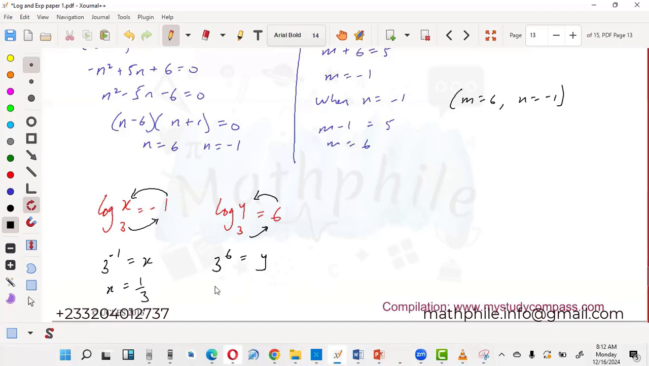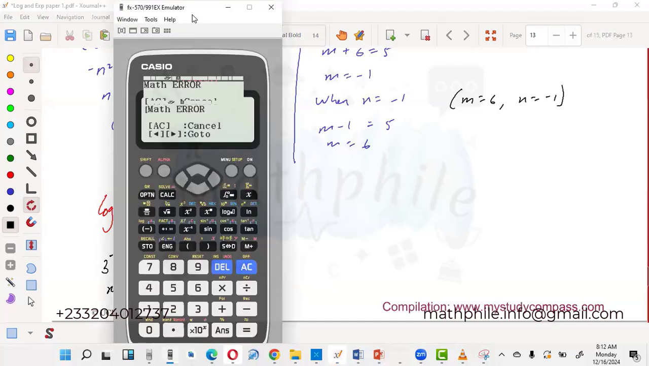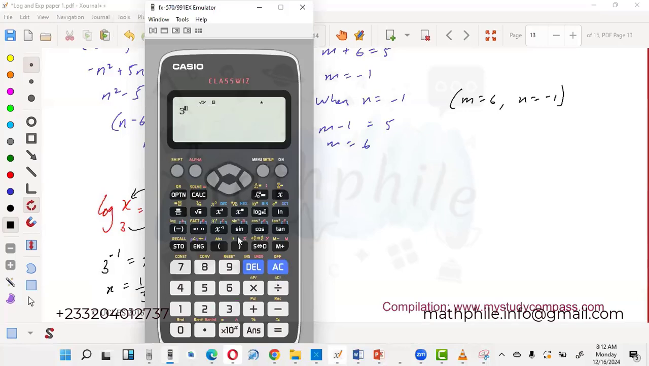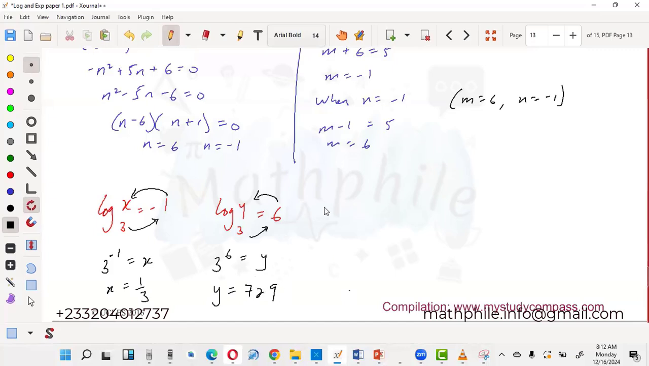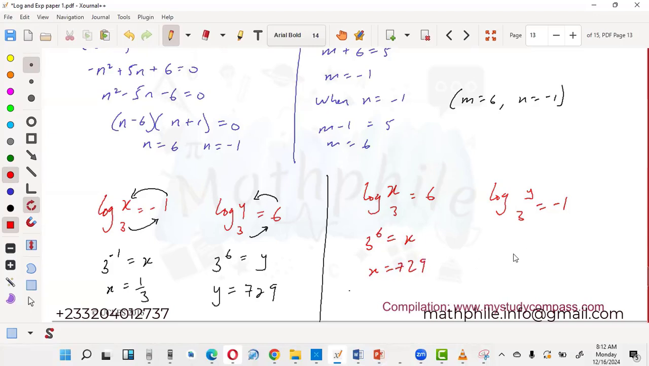And I think this is much of a big number. So y is equal to 3 raised to the power 6, which would be 729. The reverse is going to be true, but let's do it anyway. So there's going to be log x base 3 equals 6 and log y base 3 equals negative 1. So we've got 3 raised to the power 6 equal to x, where x is equal to 729. Then we've got 3 raised to the power negative 1 equal to y, where y is equal to 1 over 3. So these are the answers to the question.